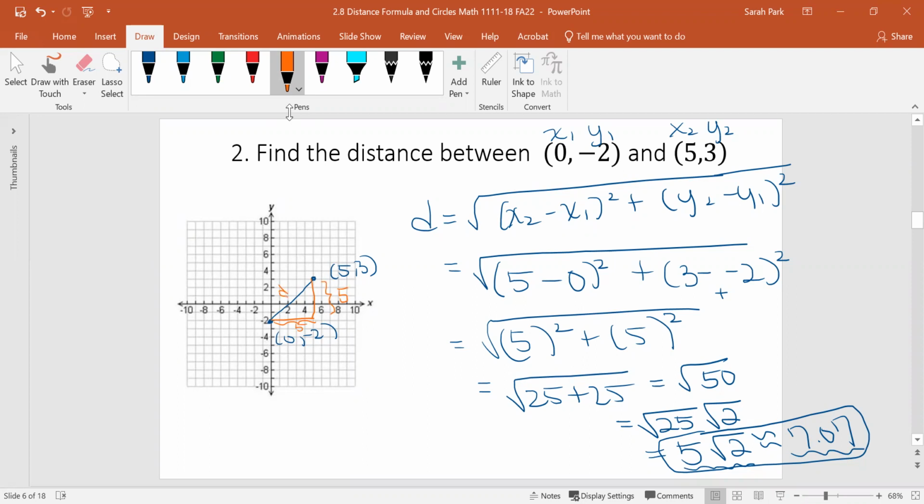And if we label this D, these two legs, 5 squared plus 5 squared, is equal to d squared. We know 5 squared plus 5 squared is 50. That's d squared. And same idea, we square root 50 on both sides. And so if you have a graph, you can also apply the Pythagorean theorem, which is basically how the distance formula is derived.